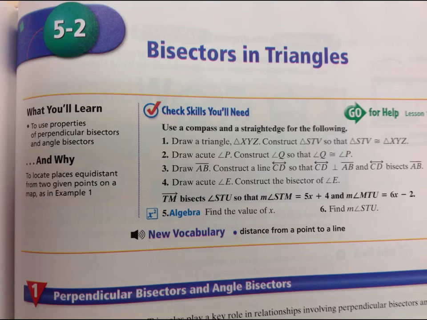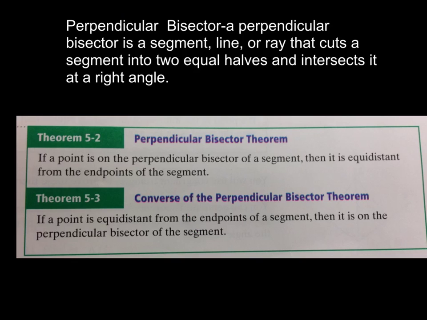In this lesson, we're going to use properties of perpendicular bisectors and angle bisectors, and we're going to locate places equidistant from given points on a map. First, let's review perpendicular bisector.